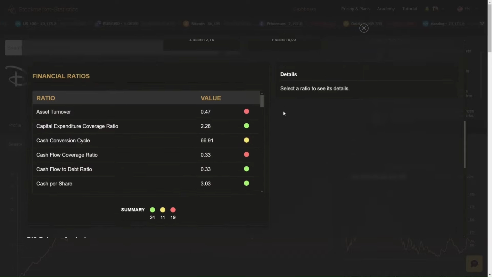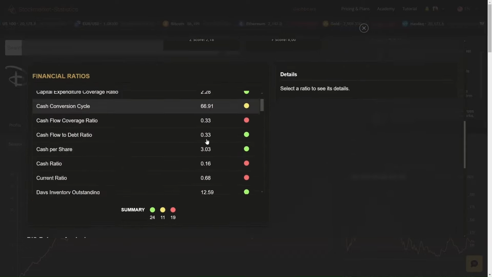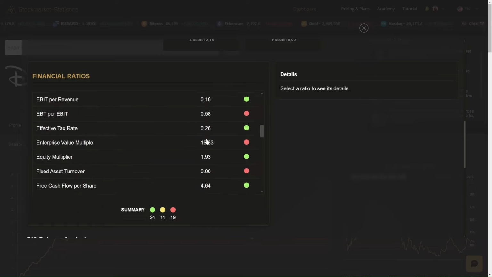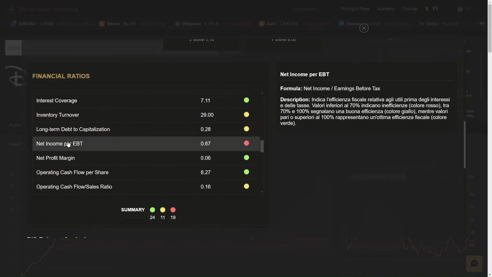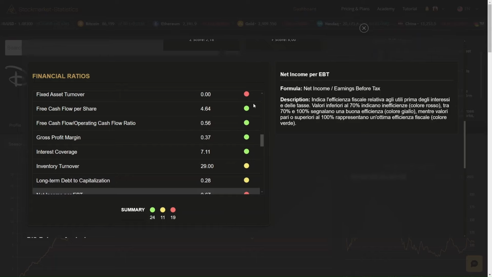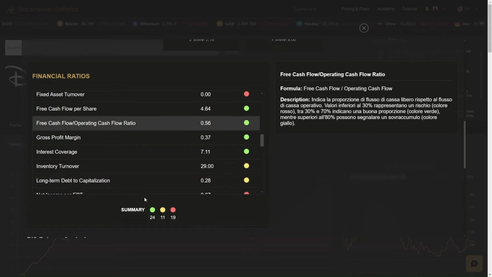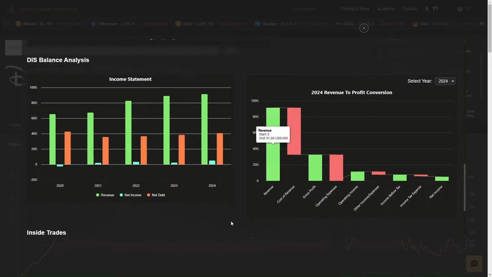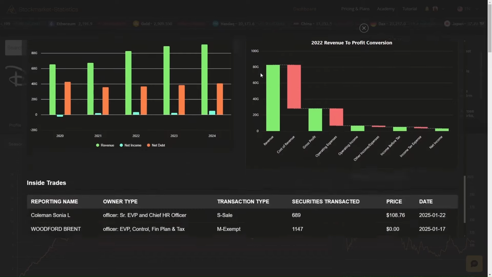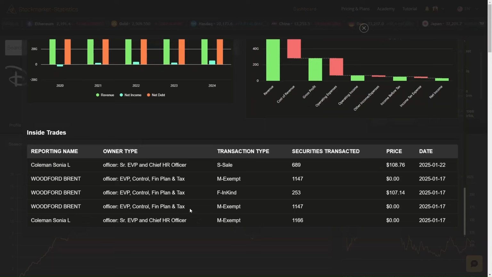We offer over 50 fundamental analysis indicators, and a red, yellow, or green light instantly indicates the quality of each ratio. Clicking on any indicator opens a detailed explanation. At the bottom, you'll find a summary of these ratios. Next, we have financial statement analysis with multiple selectable years, and finally, insider trading information on company executives.